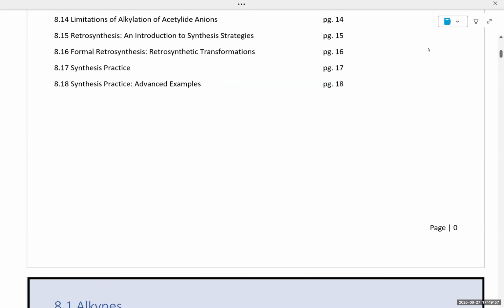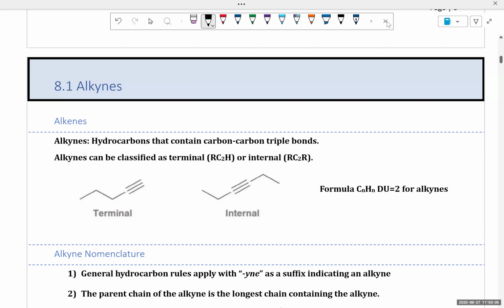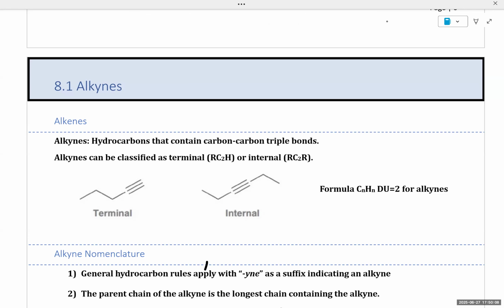So first things first, let's talk a little bit about alkynes. What are alkynes? And in turn, how do we classify alkynes? So alkynes are hydrocarbons that contain carbon-carbon triple bonds. Alkynes fall into two major classifications, terminal versus internal. A terminal alkyne is at the end of a chain and it has an available carbon-hydrogen bond. Internal alkynes are placed in the middle of a chain and only contain carbon-carbon bonds at both ends.